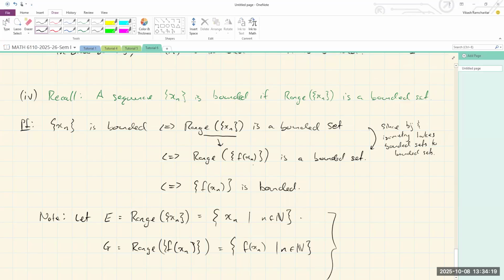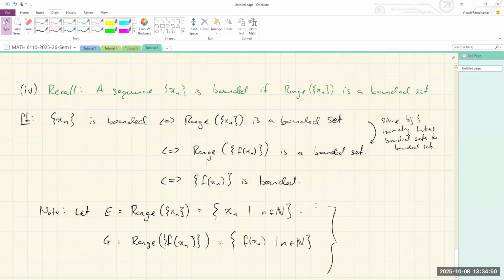This here is a bounded set, which means that f of this set, which is what I was doing there, is a bounded set, which is equal to this set, a bounded set. So if you have a bijective isometry, it takes bounded sequences to bounded sequences.